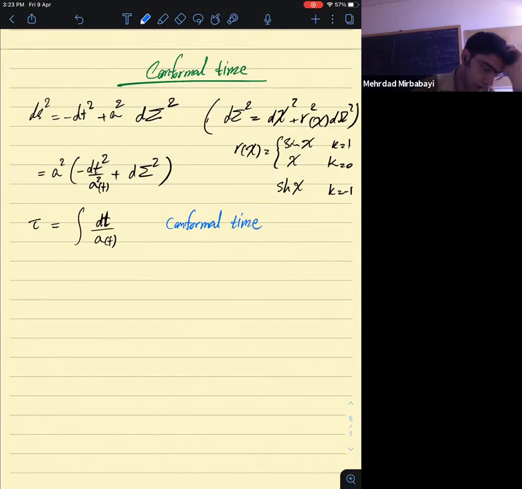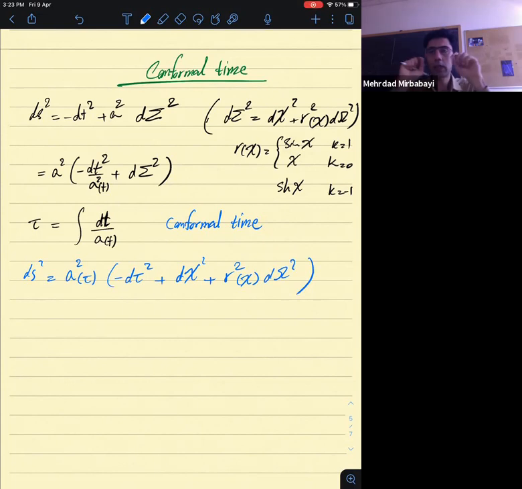So now, how does the metric look in terms of the conformal time? In terms of the conformal time, I will have a squared of, now of course t is a function of tau, and tau is a function of t, I can invert it, so t is a function of tau. So I will have a as a function of tau, minus d tau squared plus d chi squared plus r squared of chi d omega squared.